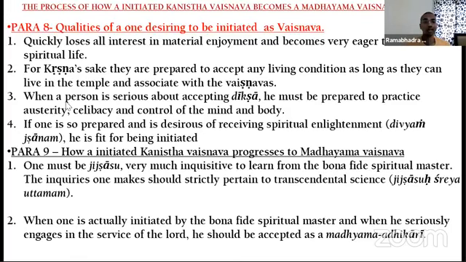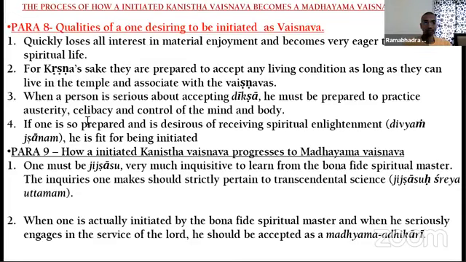He is ready to practice tapasya, brahmacharya, shama, dama, and is desirous of receiving transcendental knowledge. He becomes initiated. That is how one becomes initiated as a Vaishnava. Then, how does a Kanishta Vaishnava progress to Madhyama? He is jigyasu, strictly of the transcendental science. He is actually initiated and he seriously engages in the service of the Lord. So the transition from Kanishta to Madhyama is mentioned in these two paragraphs.